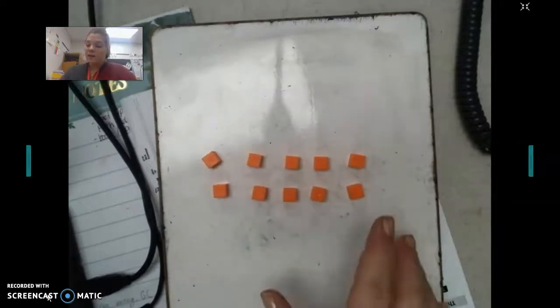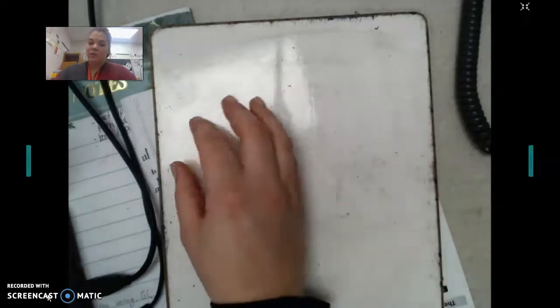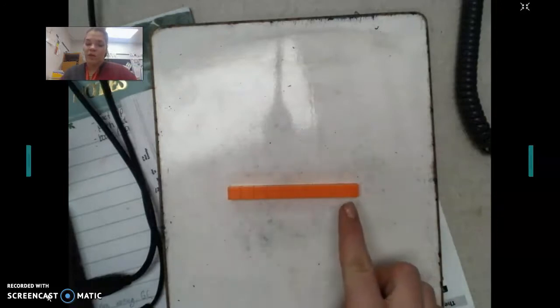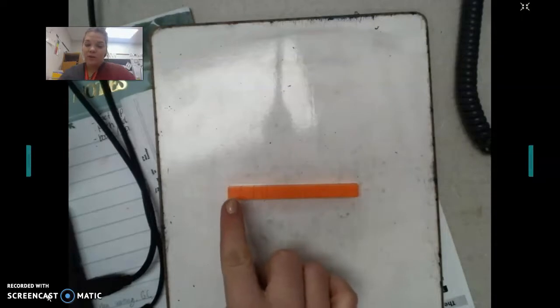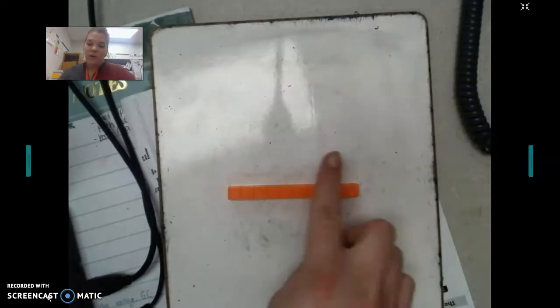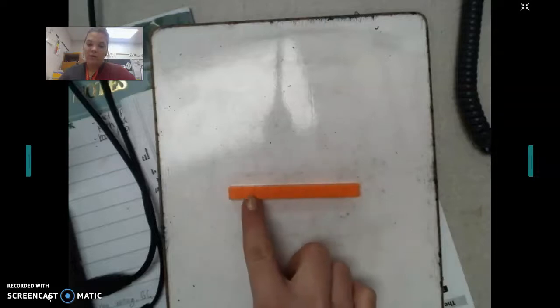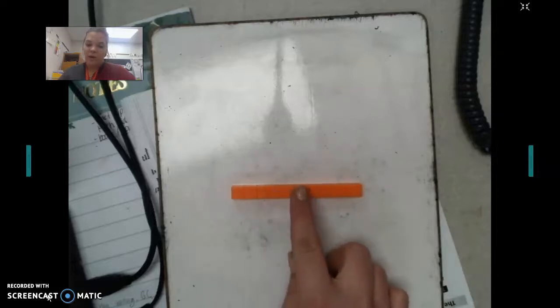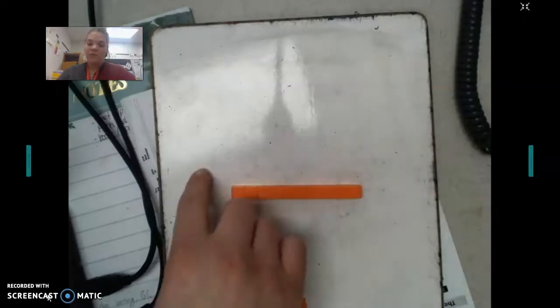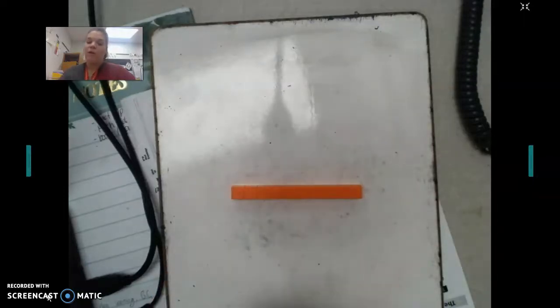So I can take these 10 unit cubes and I'm going to trade them out for this. This is called a long. A long is just a group of 10. You can look and count and there's going to be 10 unit cubes in here. So let's count. 1, 2, 3, 4, 5, 6, 7, 8, 9, 10. There's 10 unit cubes in this long. Today we're just going to call them a group of 10.